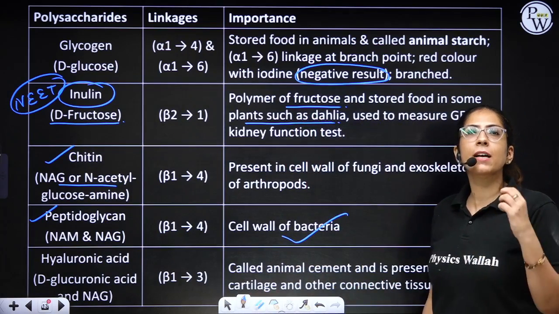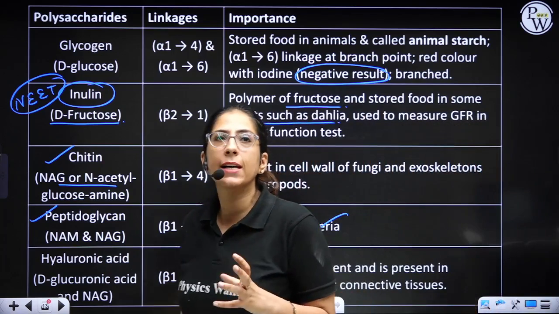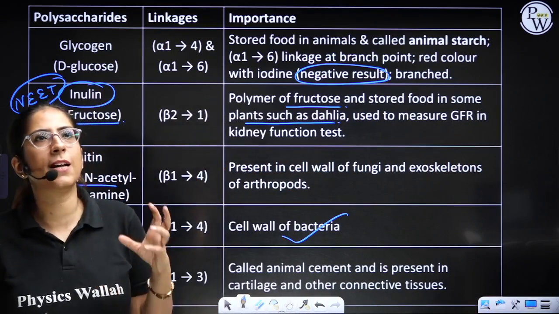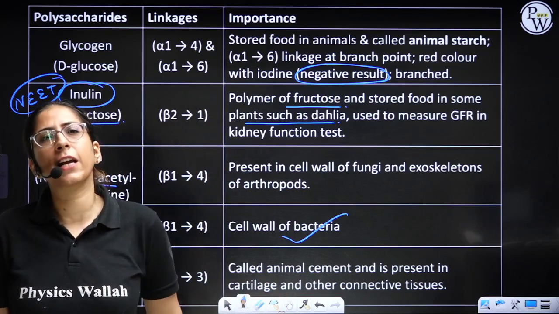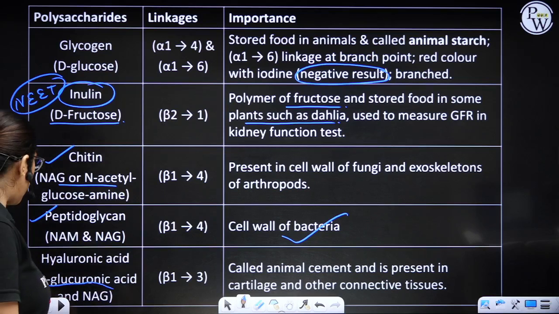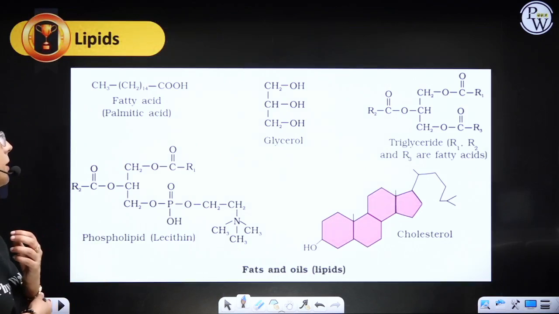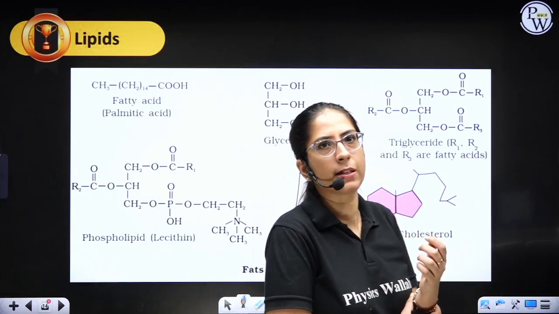Now next one is hyaluronic acid, that is termed as a cement. In the animal cell, the cement which is present is termed as hyaluronic acid. They are present in cartilages, and in various connective tissues. Hyaluronic acid, animal cement, is made up of D-glucuronic acid as well as NAG, that is N-acetyl glucosamine. Now moving on to the next part of this chapter, that is the lipids.